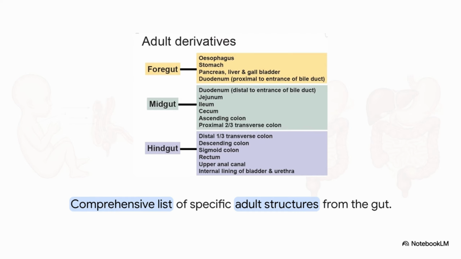Finally, the hindgut finishes out the tract. It derives the distal 1/3 of the transverse colon, the descending colon, the sigmoid colon, the rectum, the upper anal canal, and interestingly, even the internal lining of the bladder and urethra.